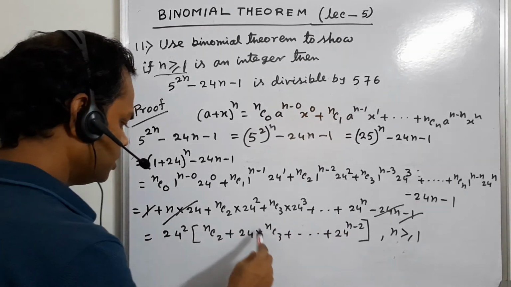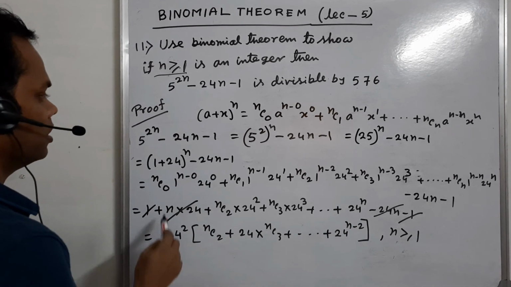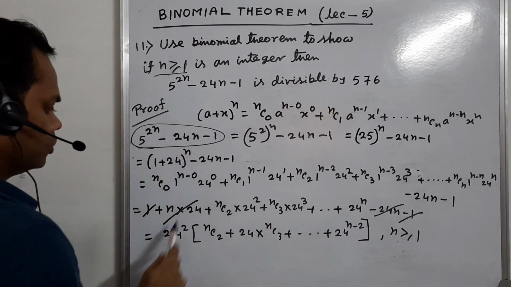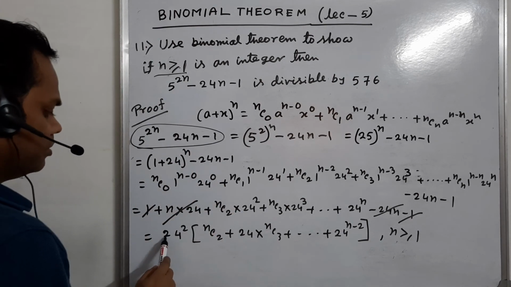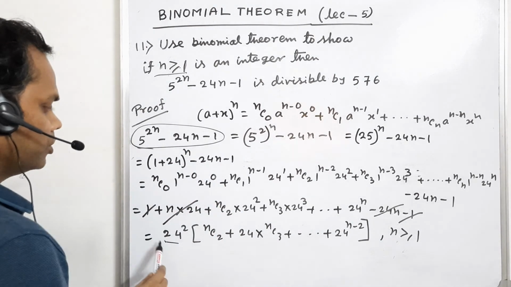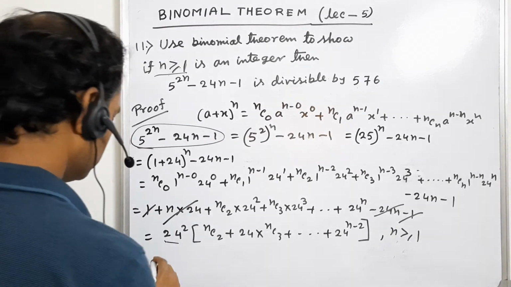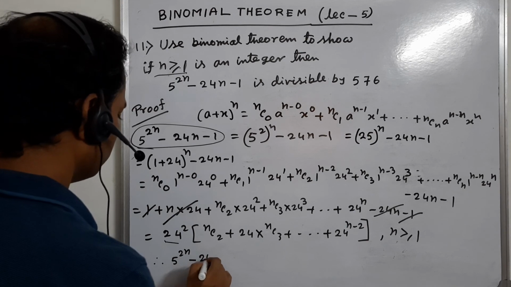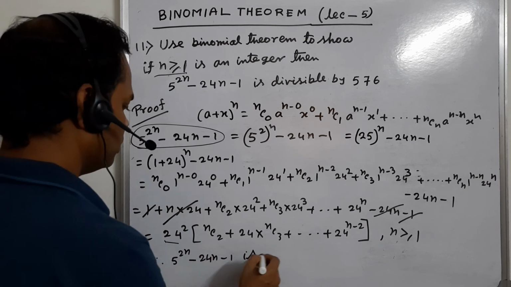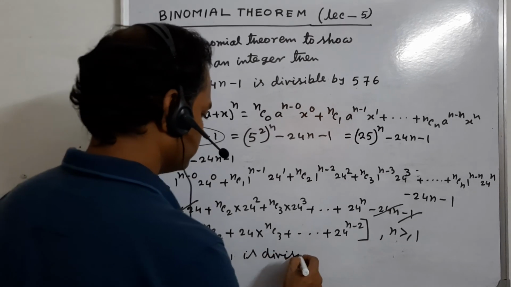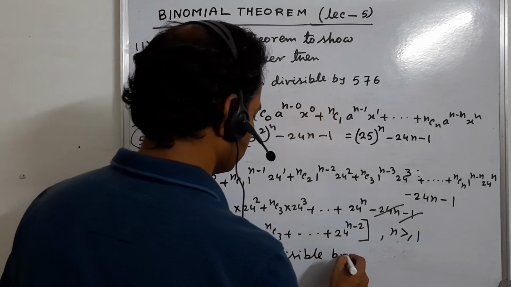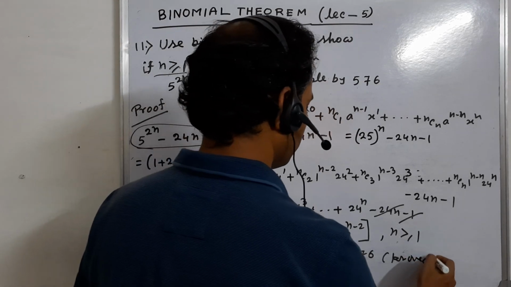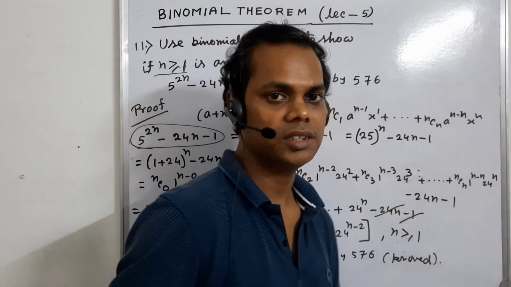So that positive integer into 24 square equals this one. So this one should be divisible by 24 square, that is 576. Therefore 5 to the power 2n minus 24n minus 1 is divisible by 576. Proved. In the next video on this topic we discuss a few more sums.